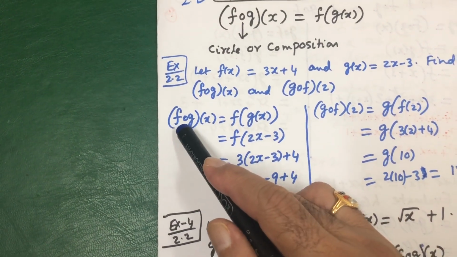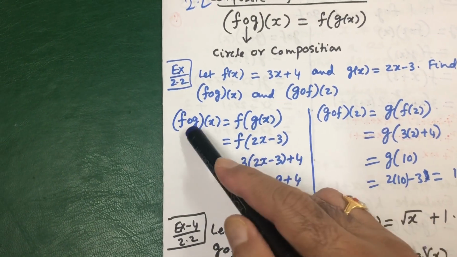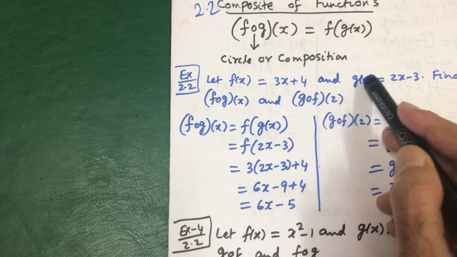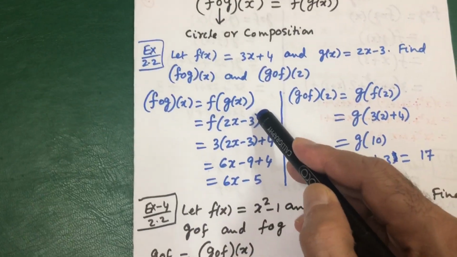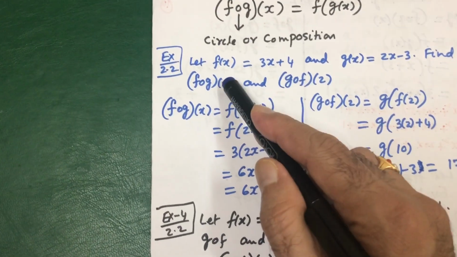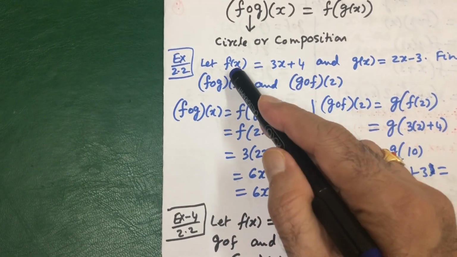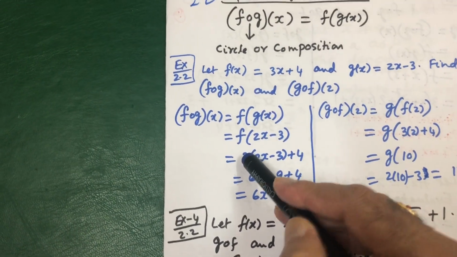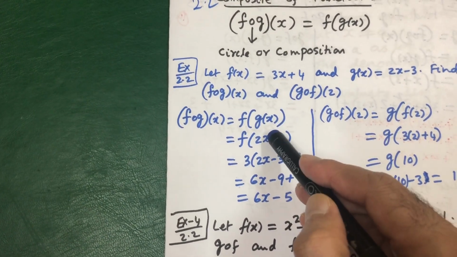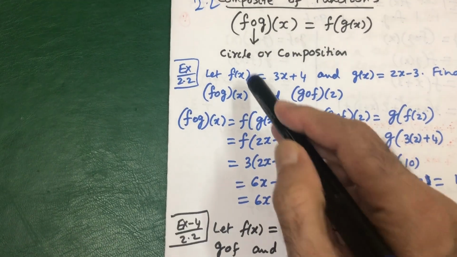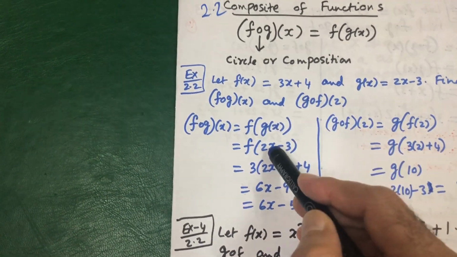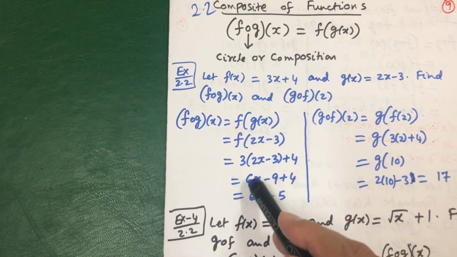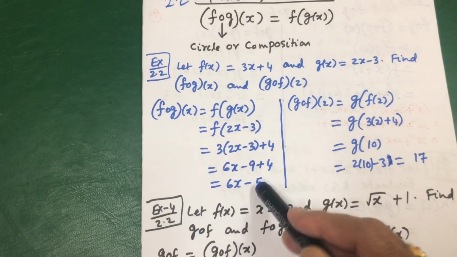So f circle g means f bracket gx. gx is 2x minus 3. So f of 2x minus 3. What is fx? 3 times x plus 4. Here it is not x, it is 2x minus 3. So 3 times 2x minus 3, plus 4. If it is x, you write 3 times x. If it is 2x minus 3, you write 3 times 2x minus 3 plus 4. So this is 6x minus 9 plus 4, which is 6x minus 5. Minus 9 plus 4 is minus 5.